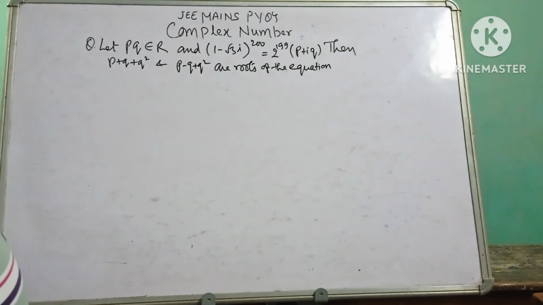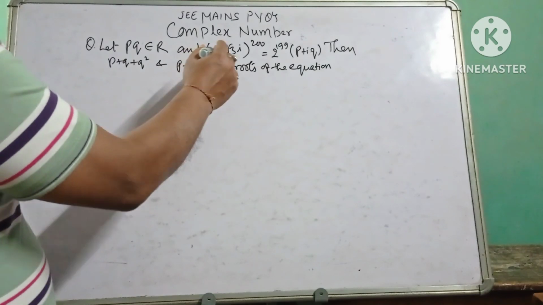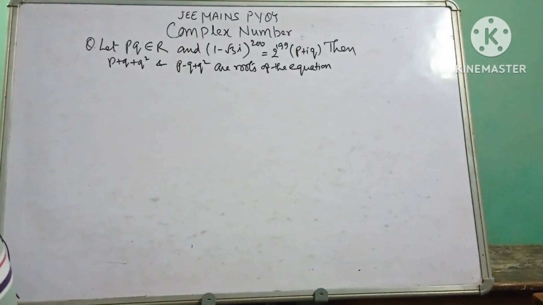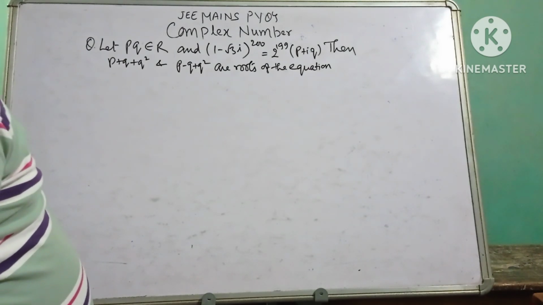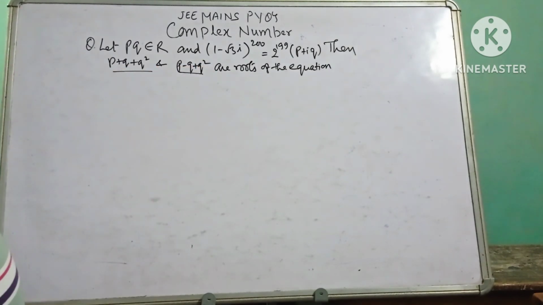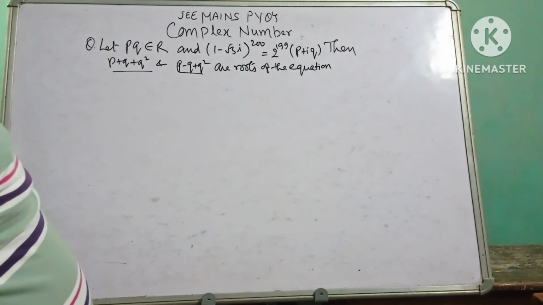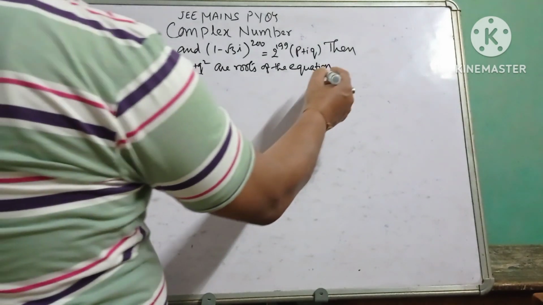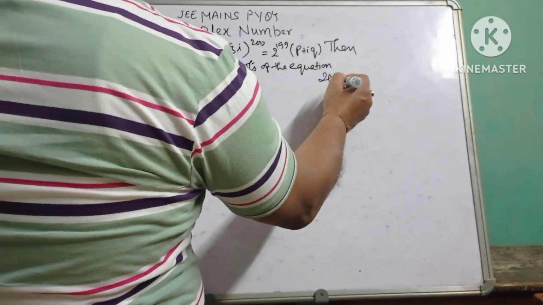Now my next question is, p and q belong to the real numbers, and (1 minus root 3 iota) to the power of 200 is equal to 2 to the power of 199 (p plus iota q), and these are the roots of the equation. You have to find the equation.